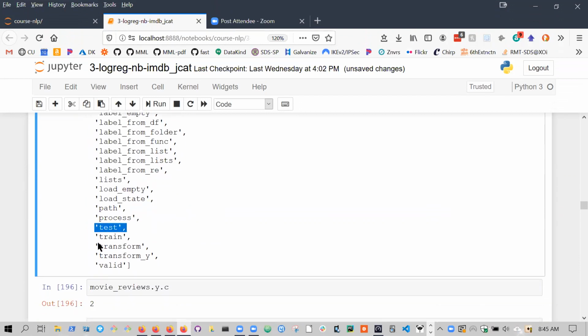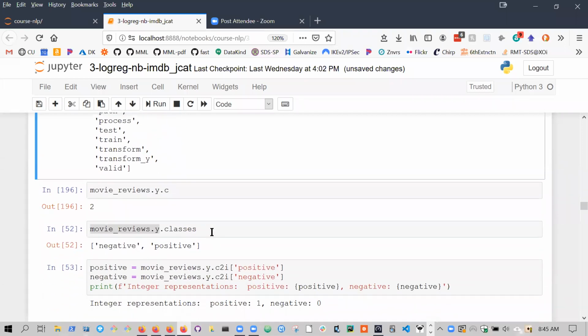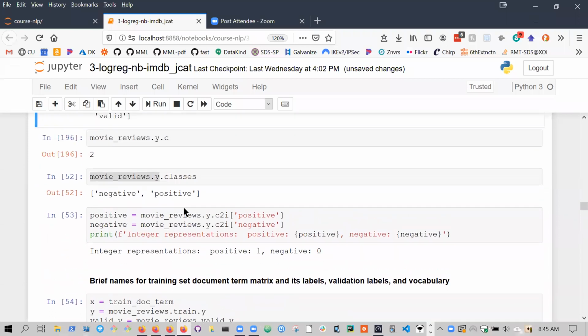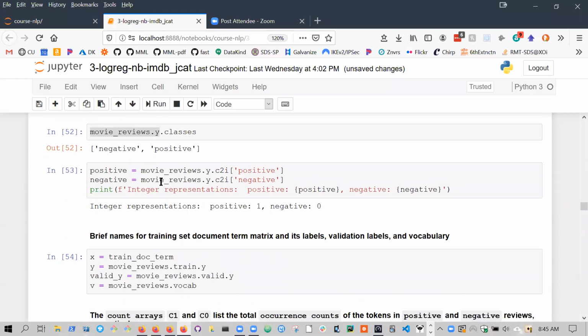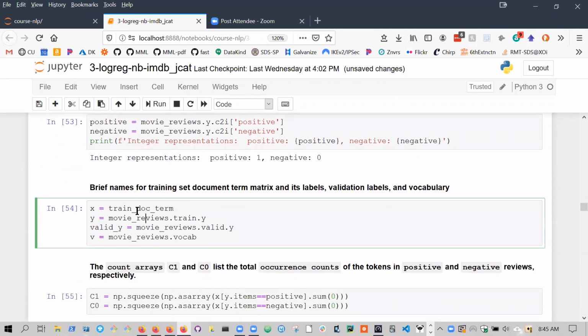For example, test. We're not using test because it has nothing in it right now, but train in this case has stuff in it, and valid has, train has the training set and valid has the validation set. Okay. Anyway, so that's how you can explore this on your own if you want to understand what's in this object called movie reviews. Anyway, so let's see, what do we want to do?